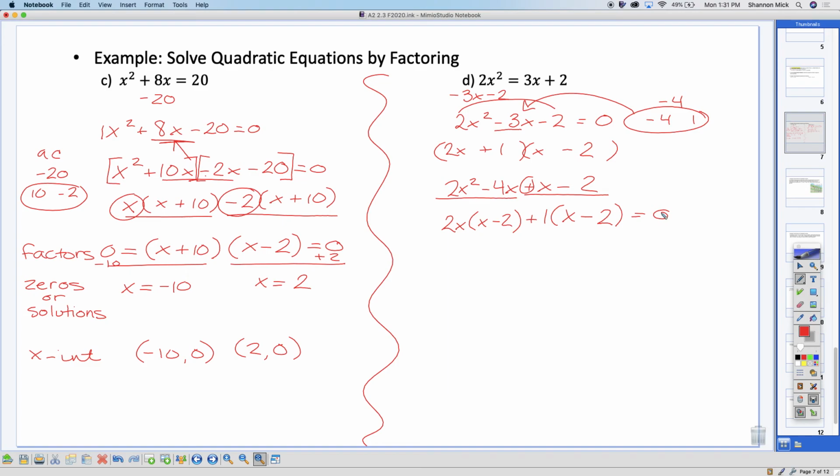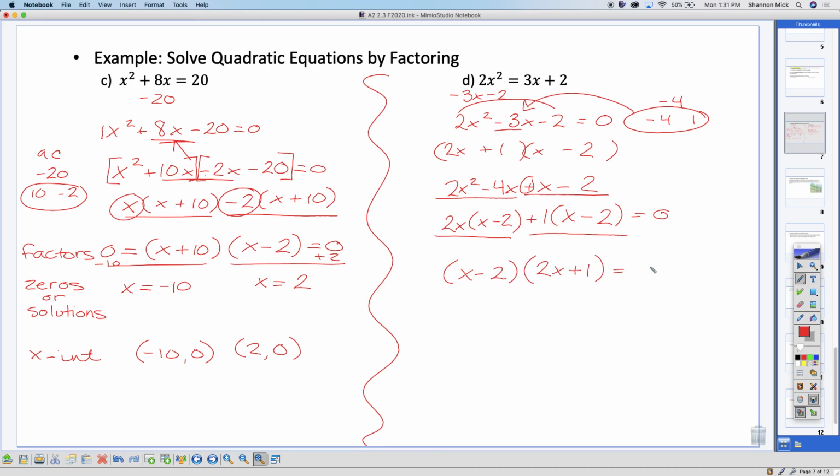Now, we can technically group any of these 4 things with each other. They don't always work. So if you think you need to factor by grouping and you group the first 2 and the last 2 and they don't work, try grouping different ones and see if they work, okay? So then, what do they both have in common? X minus 2, and what do they have left? 2x plus 1.